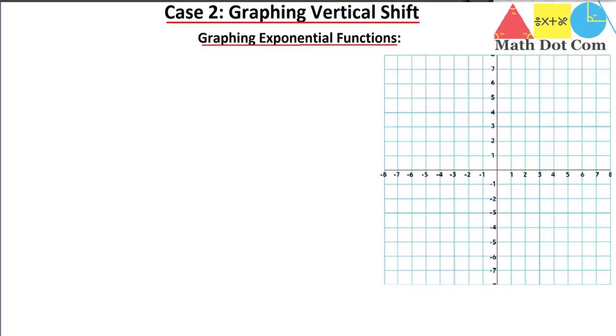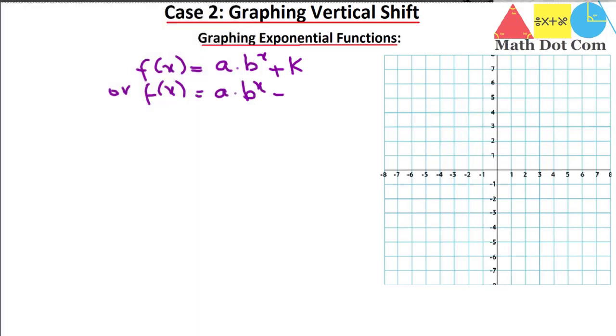So first of all, I will discuss the general form of the vertical shift exponential function. Its general form is f of x equals a dot, meaning multiplied by, b raised to power x plus k, or f of x equals a dot b raised to power x minus k. So these are the two general forms of the exponential functions with the vertical shift.